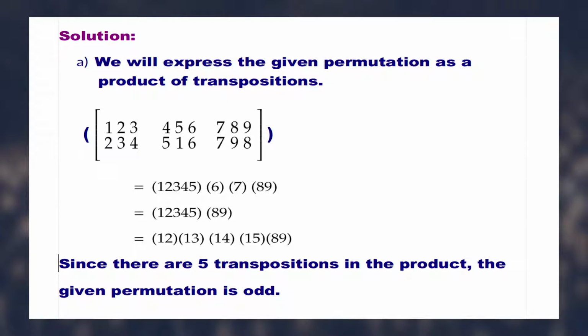So this cycle will be converted into transpositions. The cycle 1, 2, 3, 4, 5 will be converted into transpositions. How? The cycle 1, 2, the cycle 1, 3, the cycle 1, 4 and the cycle 1, 5. Already we have the cycle 8, 9. Since there are 5 transpositions in the product, the given permutation is odd.